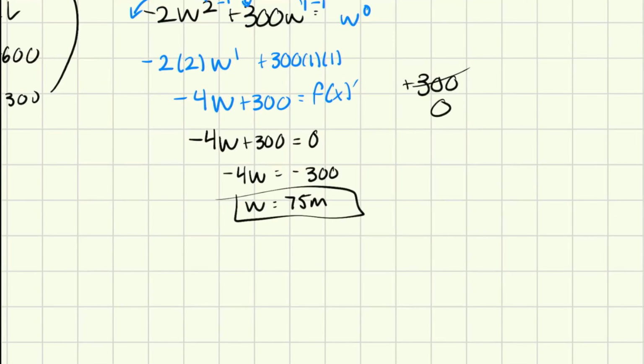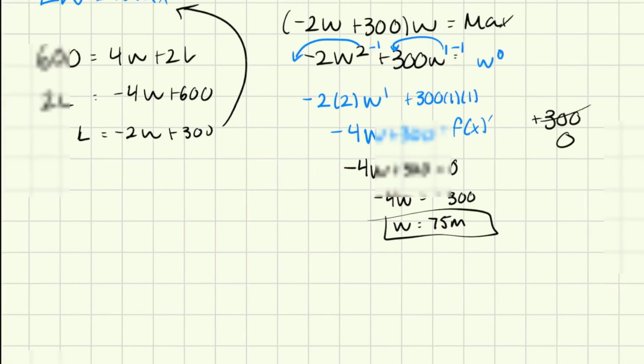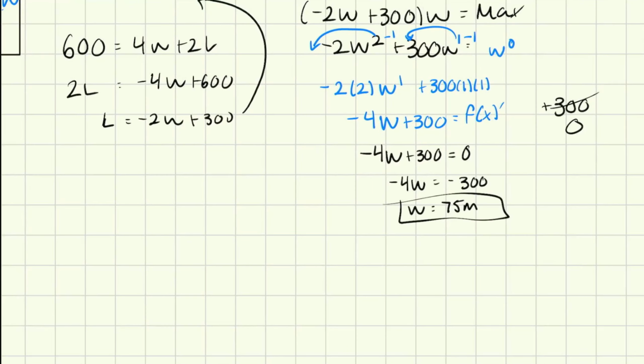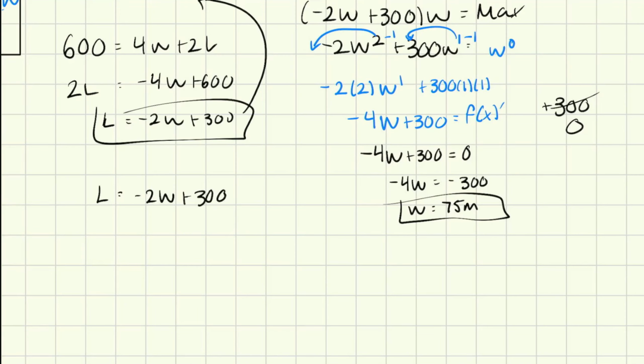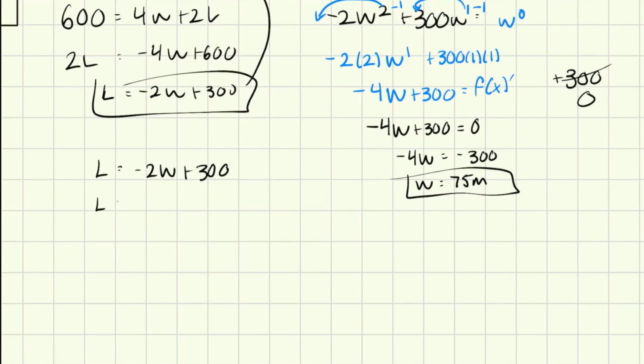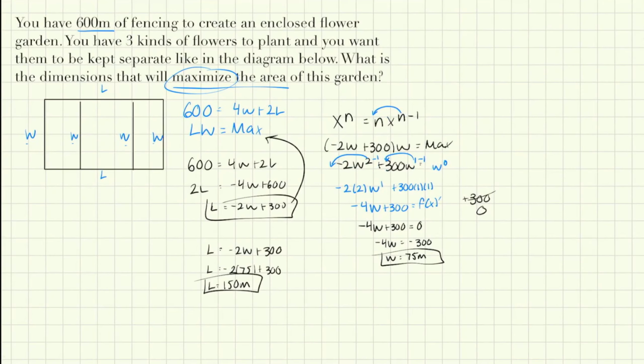Now that we've found our first dimension, we can go back to one of our first equations that will come in handy. We got length is equal to negative 2W plus 300. All we have to do here is plug in our maximized W, which is 75, and this will give us our length. You're going to get your length equal to 150 meters. Done and easy. That is how you use derivatives to find the dimensions which maximize your area.